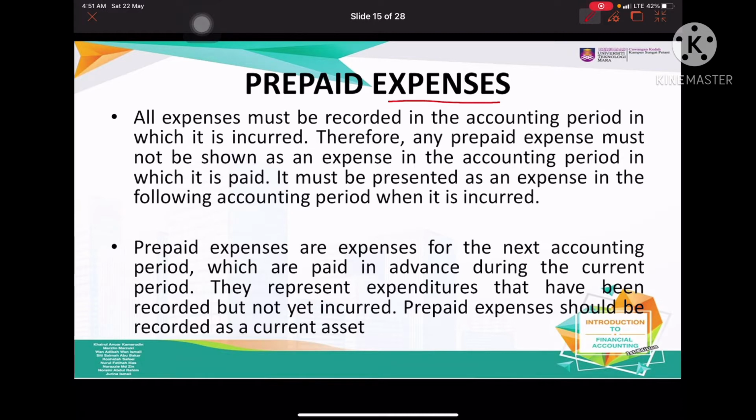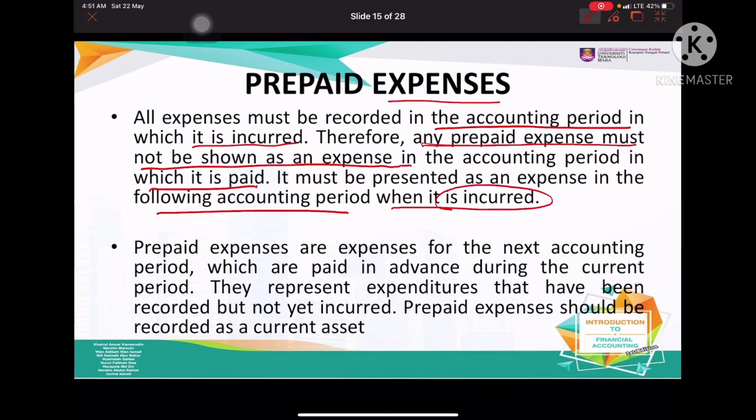So here, once again, all expenses must be recorded in the accounting period in which they are incurred, right? Therefore, any prepaid expense must not be shown as an expense in the accounting period in which it is paid. So we have to record when it is incurred. It must be presented as an expense in the following accounting period when it is incurred. Please do remember, expenses must be recorded when they are incurred.